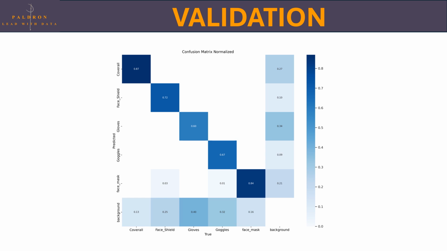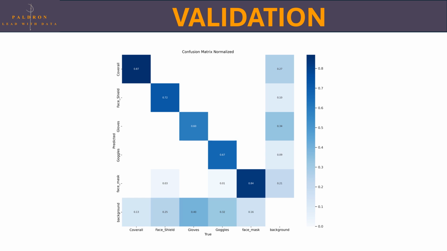And inside the confusion matrix, what we see is, on the left side, predicted values, and across the bottom, you see true values. So we predicted that we would see a certain number of coveralls, and we saw how many coveralls. Well, I've normalized this data set, so you're not seeing numbers, you're seeing a percentage.